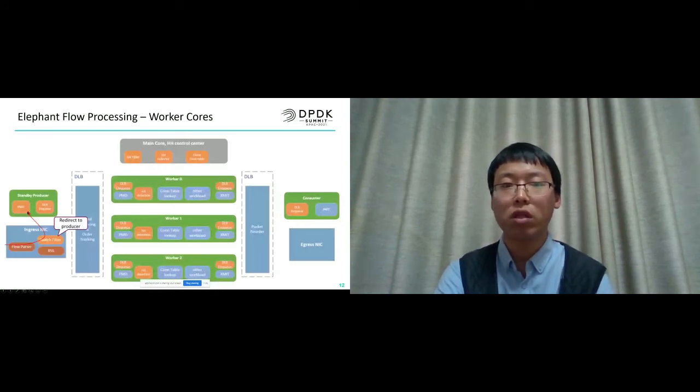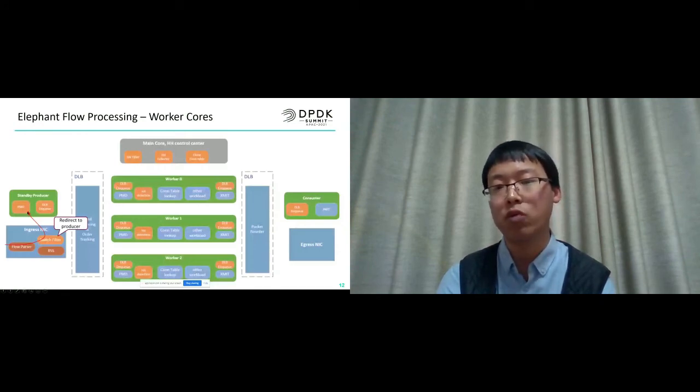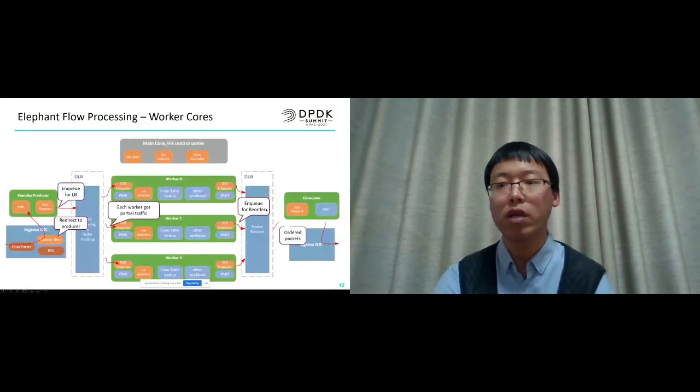Then each of the workers dequeues the partial traffic and processes it just like the mice flows, looking up the connection table and doing other workloads. But it won't directly transmit the packets out of the network. Instead, it will enqueue the flows into the DLB again for the reordering. And at last, the consumer core dequeues the ordered packets from the DLB and then transmits them out of the network.